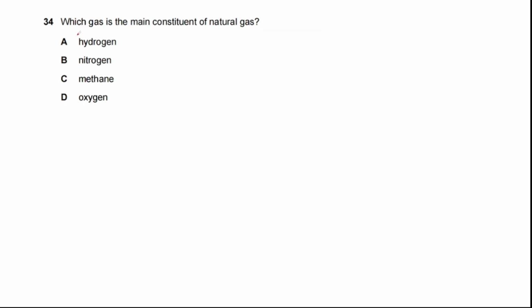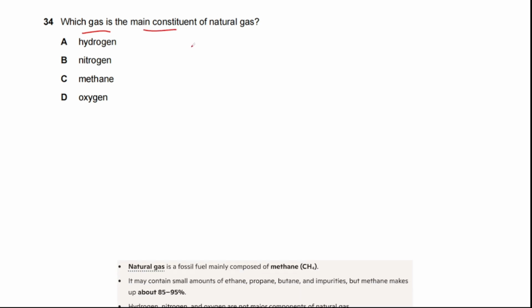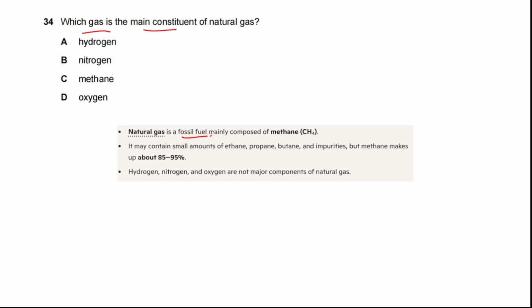Question number 34. Which gas is the main constituent of natural gas? So natural gas is a fossil fuel that mainly contains methane, not these others. It will have 85 to 95% of it. So the correct option is option C.